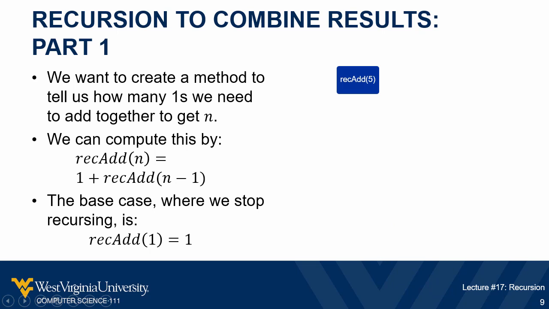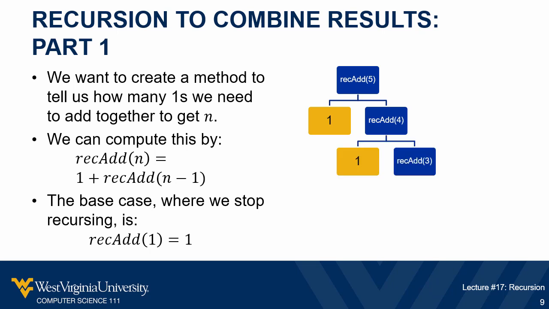We're going to start off with an initial call to recadd and pass it the value 5. That's going to break things into 2 pieces: the part that we already know the answer for, the 1, and then the part that we're going to have to recursively figure out. That's the recadd with n minus 1. So since n was 5, here we're going to call recadd of 4. And then we're going to keep on breaking things apart into a 1 plus recadd of n minus 1.